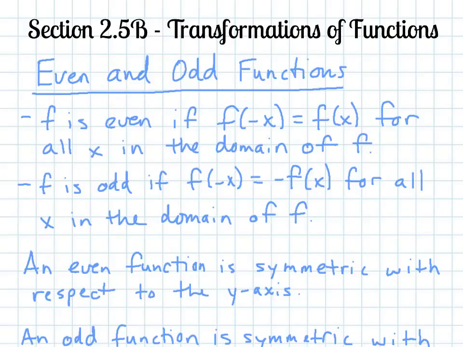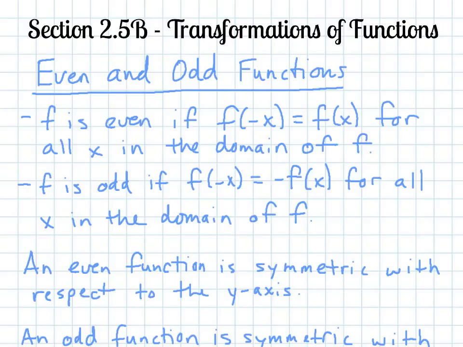Now even and odd functions are not the same thing as what you're thinking about before, where if you have even, the arrows go in the same direction, like end behavior. This is talking about something else. When a function is even, that means that if you plugged in a negative value in for your x's, you would get the same function as what you started with. So that's what this first thing's saying. So f is even if f of negative x equals f of x for all x in the domain of f.